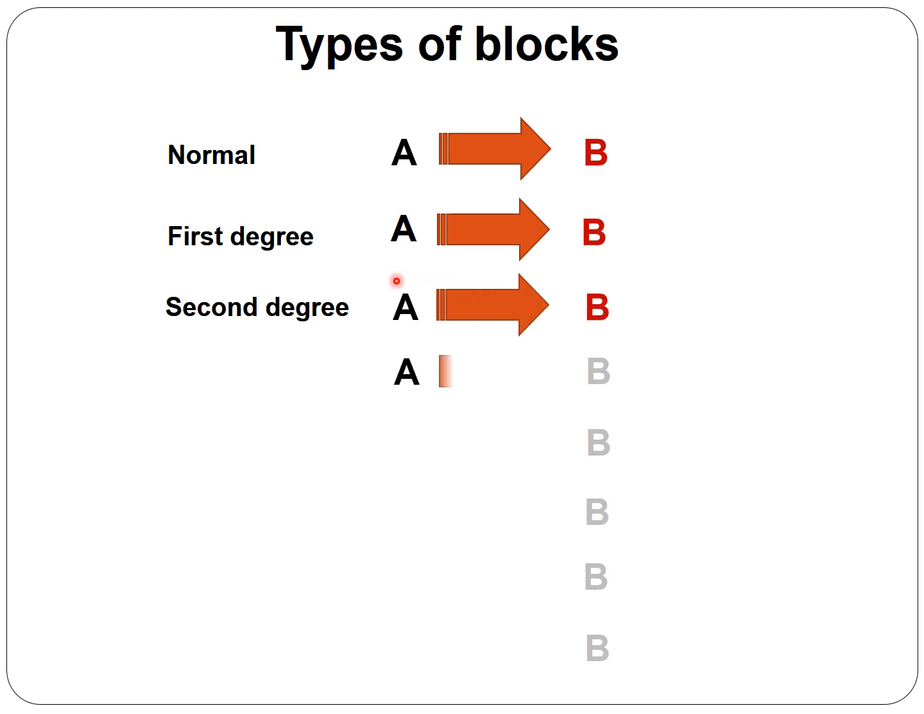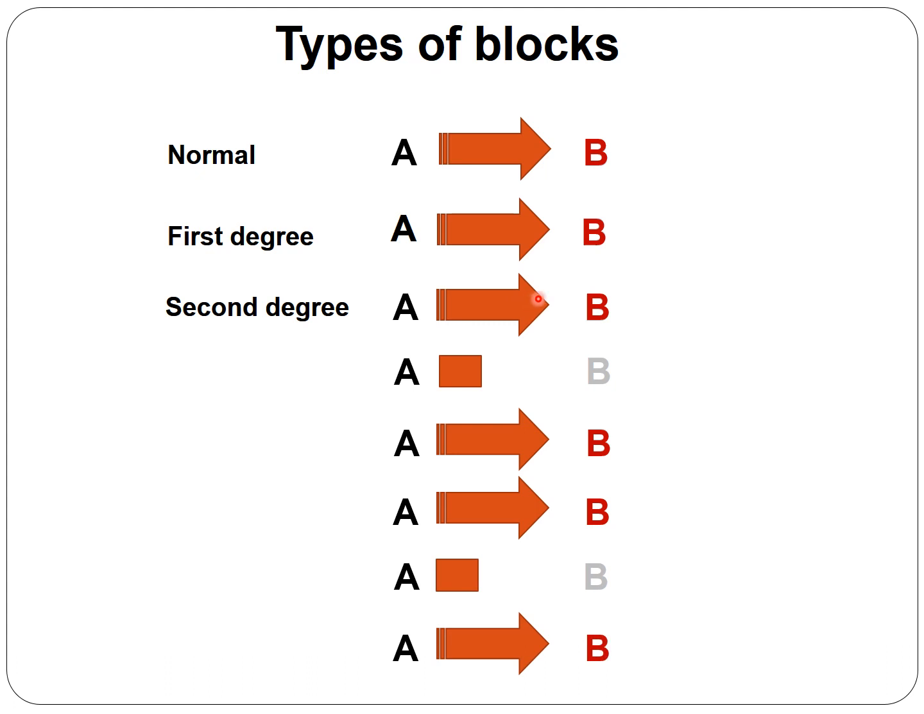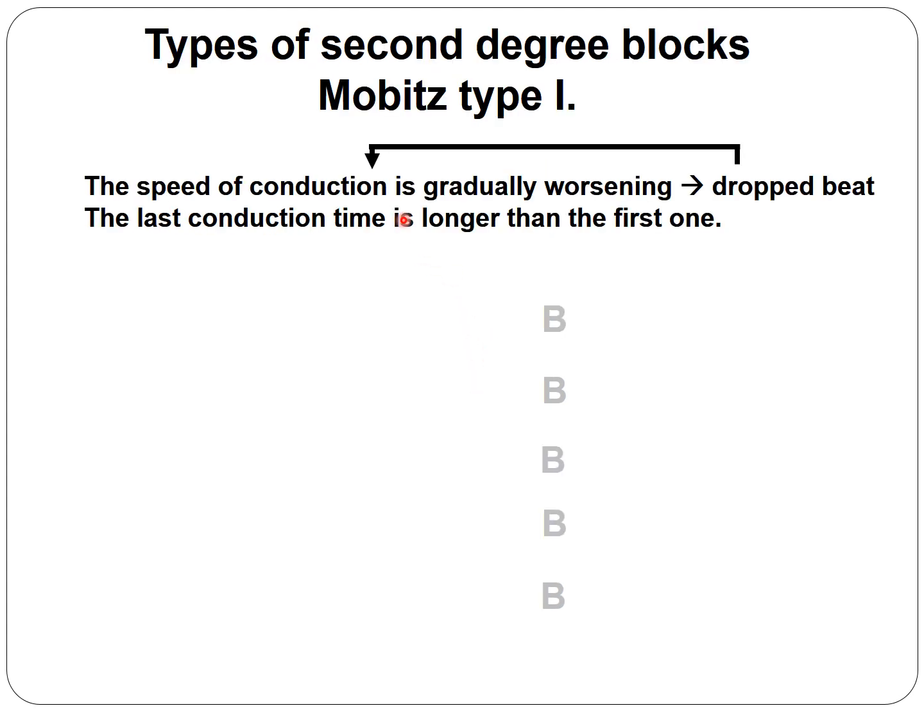In the second degree block, usually we have a pretty good connection between A and B. However, sometimes the depolarization that starts in A cannot get into B, so we have a dropped beat. We cannot have more than only one dropped P or dropped beat between two conducted beats. The second degree blocks can be specified as Mobitz type 1 or Mobitz type 2.